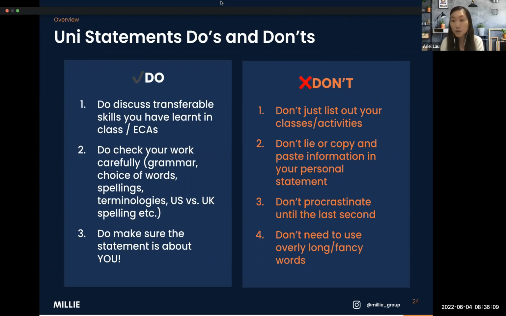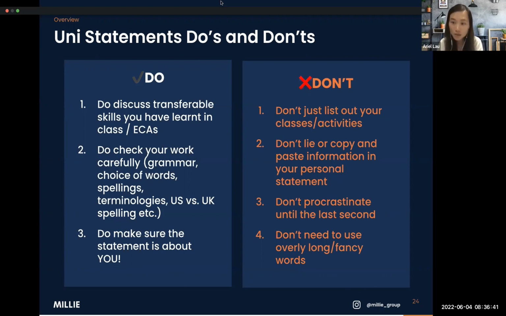And in terms of the don'ts, don't give me a laundry list of the classes and activities. A lot of the students submit their personal statement to me like it's a resume or a CV, listing out all the awards that they have received, the leadership positions. Once again, this is tell, not show. If you're telling me that you have done this and that, it actually doesn't help me to evaluate your application. And let alone, there are also spaces in your application form that allow you to plug this information in.